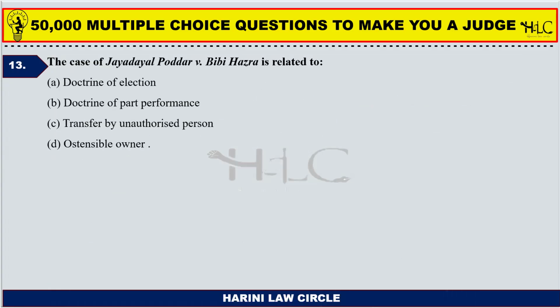So moving ahead to the 13th question. The case of Jayadayal Podar versus BB Hazra. Jayadayal Podar versus BB Hazra is related to which of the doctrines mentioned below? Doctrine of election, doctrine of part performance, transfer by unauthorized persons, ostensible owner. So your correct answer is ostensible owner, option D.